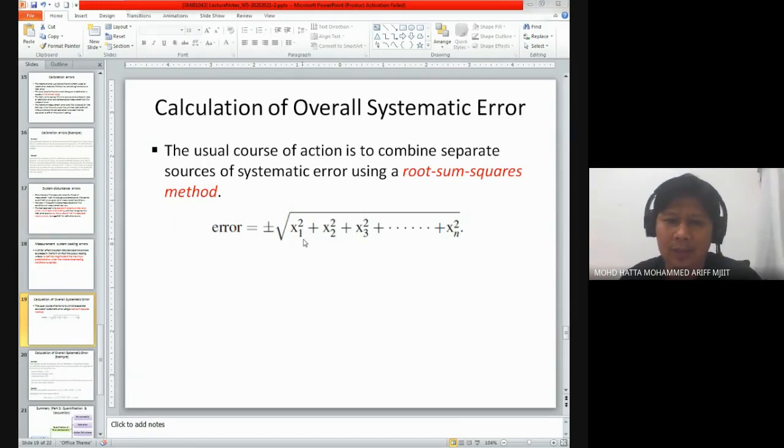So take the square of it, also take the sum of the squares, and take the square root in order to get the overall systematic error.